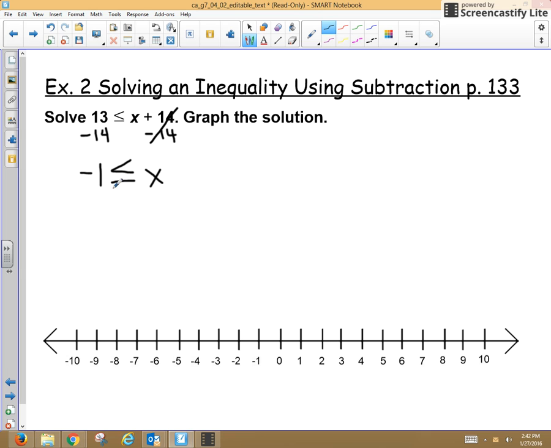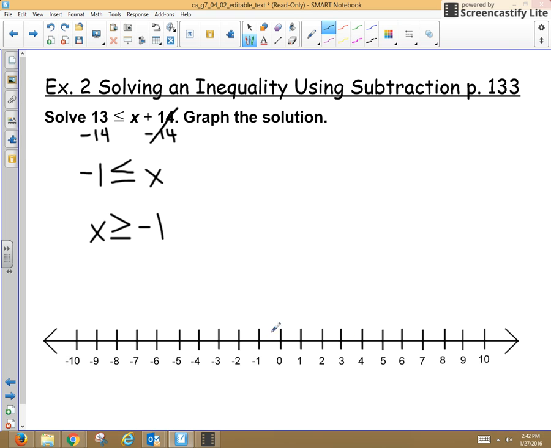Now, this looks a little bit confusing because when I graph it, I'm used to seeing the variable on the left side. Look at the open end here. The open end, the greater end, is pointing to the variable x. So I'm going to rewrite it as x is greater than or equal to -1. These mean the same thing, but this bottom one is a little bit easier to understand, especially when you graph.